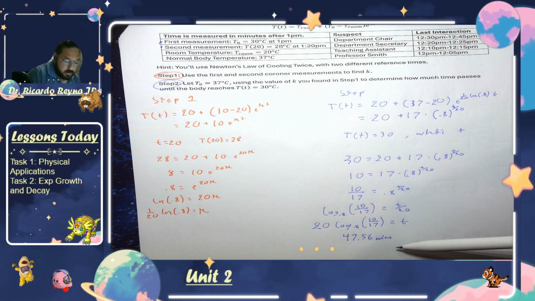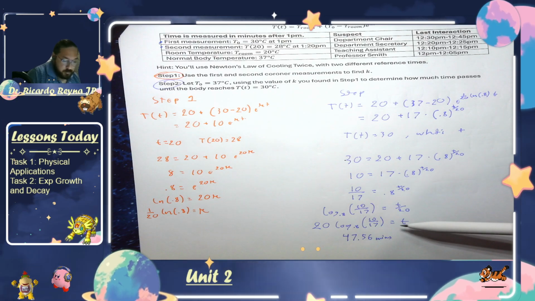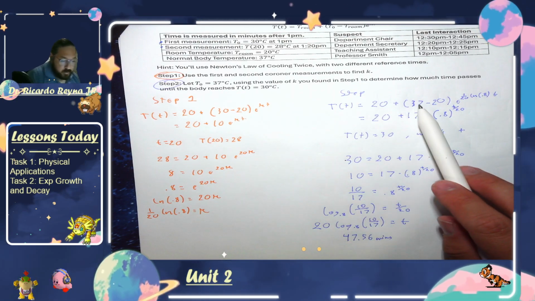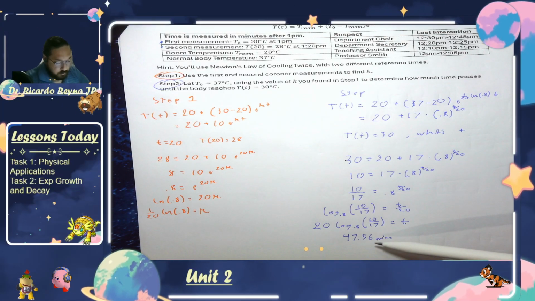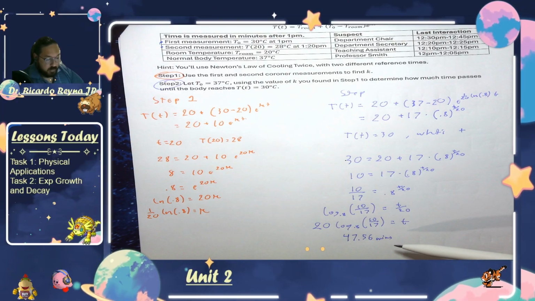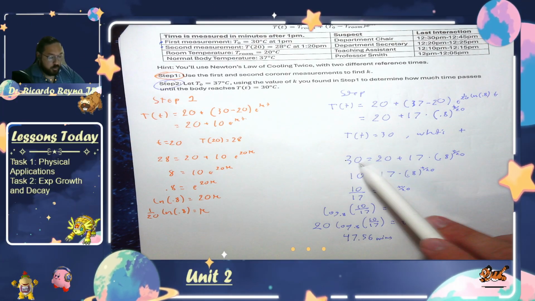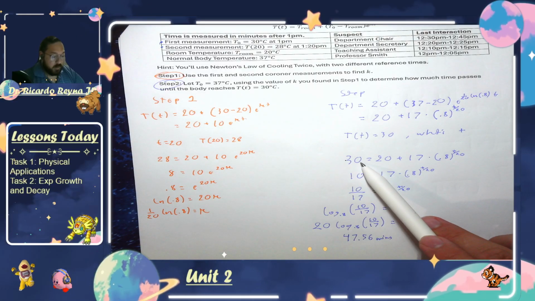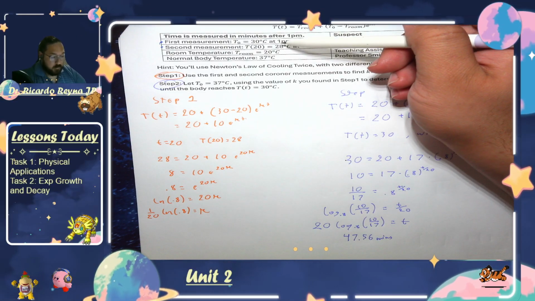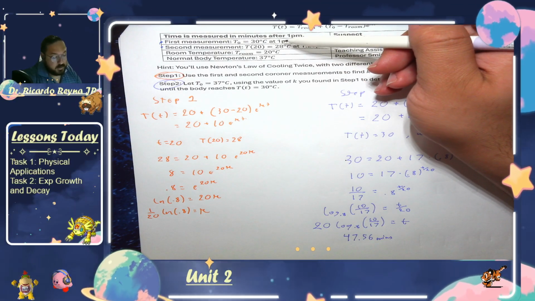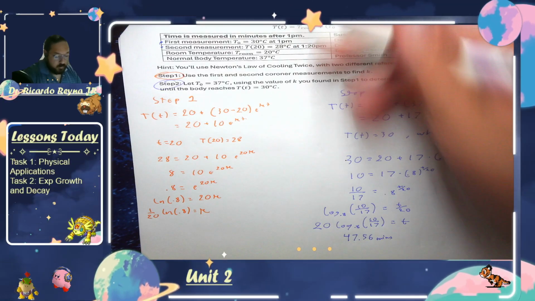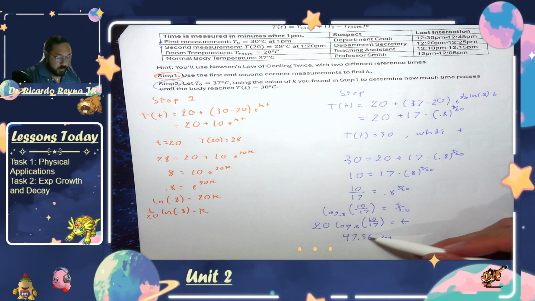So that means that if we say the initial temperature is 37, it took 47 minutes for it to go down to 30. And the body was 30 degrees at 1 p.m. So what is the time from 1 p.m. 47 minutes ago?